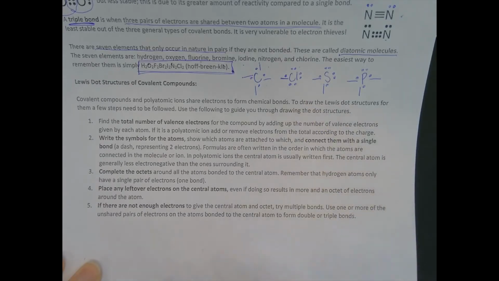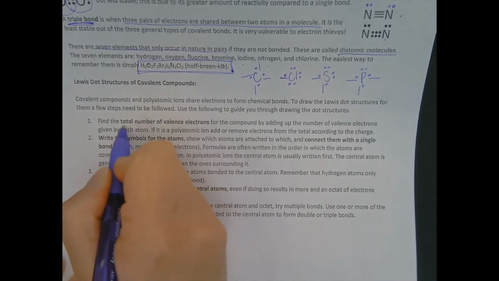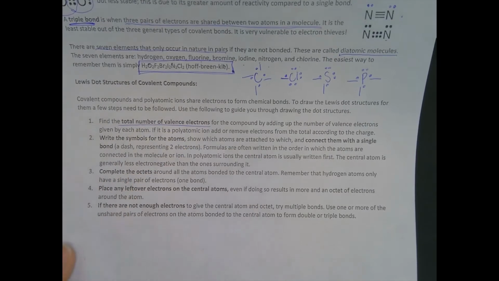So here is the guide. I'm going to just talk us through it, just read it through, and then we're going to do 2 examples and actually put it into action before we get to the practice. 1. Find the total number of valence electrons for the compound by adding up the number of valence electrons given by each atom. If it is a polyatomic ion, add or remove electrons from the total according to the charge. So just add up how many valence electrons you have total.